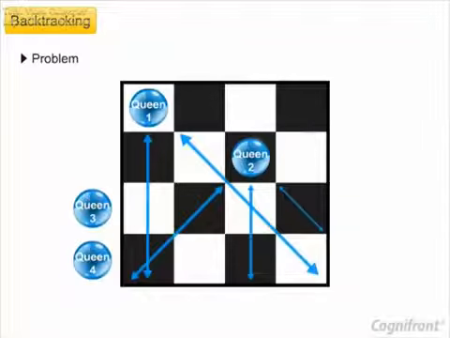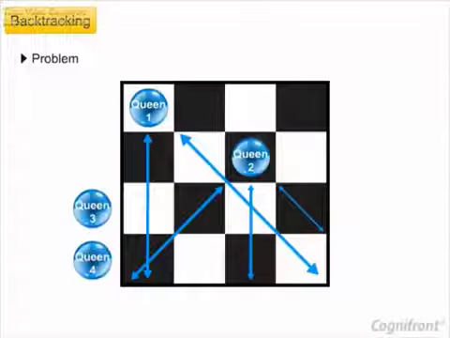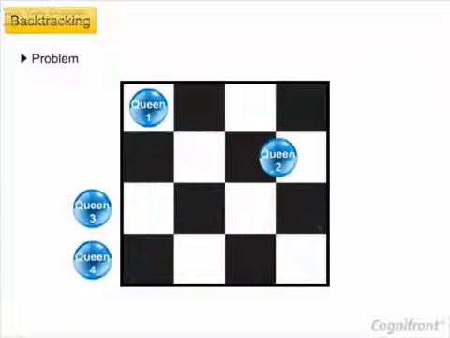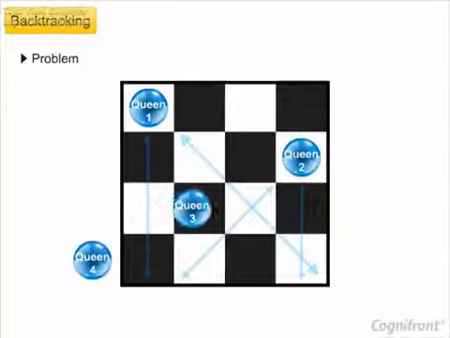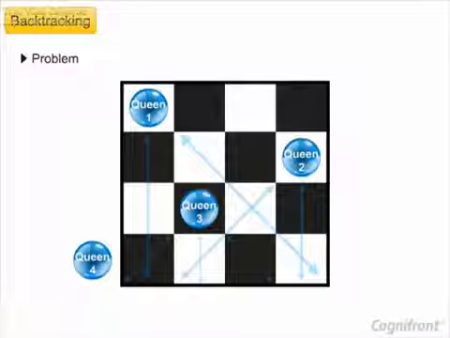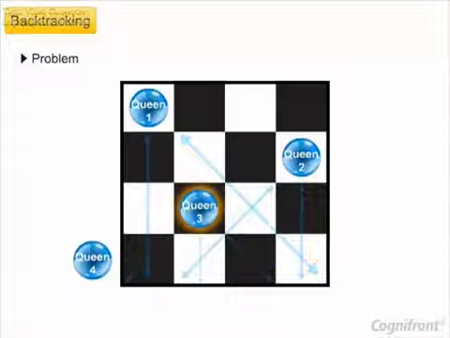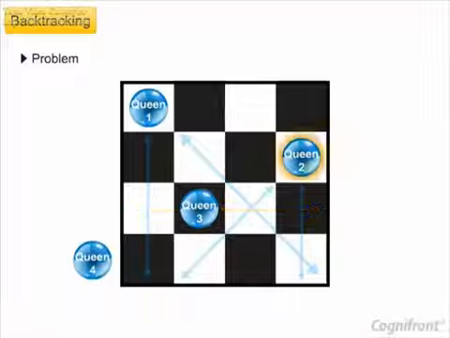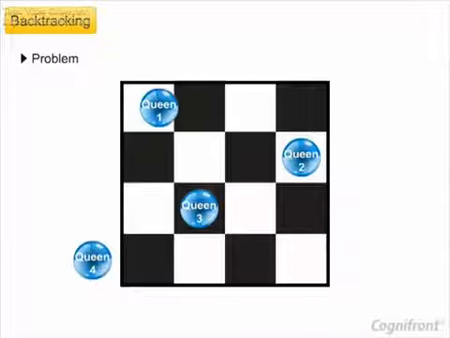But further you can see that we can't place queen 3 and 4. So we backtrack to the next position of queen 2 and place it on column 4. Next, queen 3 is placed on column 2. Now observe that we can't place queen 4. So backtrack to queen 3, but it can't be placed anywhere. So we backtrack to queen 2. Here also it is the same. Finally, we backtrack to queen 1 and move it to column 2.